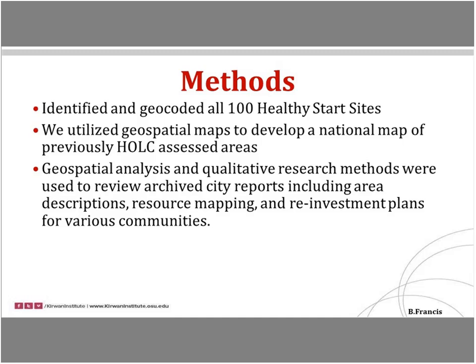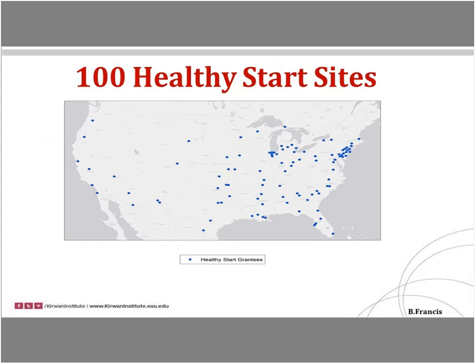and we overlaid them to see what the patterns were in these communities. So this first map that you see now is just a geographical distribution of all 100 Healthy Start sites. If you notice, a large portion of them are in the Midwest and a lot to the eastern and southern part of the country. And then you have a decent distribution to the west, mainly in California. And so what we sought after was to find out how many of these 100 were actually in previously HOLC-assessed areas. And what we found was shocking.